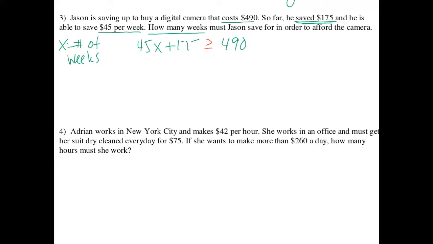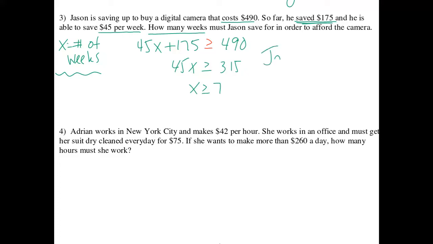Now we can go ahead and solve. So we'll subtract over the 175. And we get 45x is still greater than or equal to 315. And then when we divide by 45 on both sides, we find that x is greater than or equal to 7. So what does that tell us? We'll go back over here to our variable. x is the number of weeks. Well, that means the number of weeks is greater than or equal to 7.